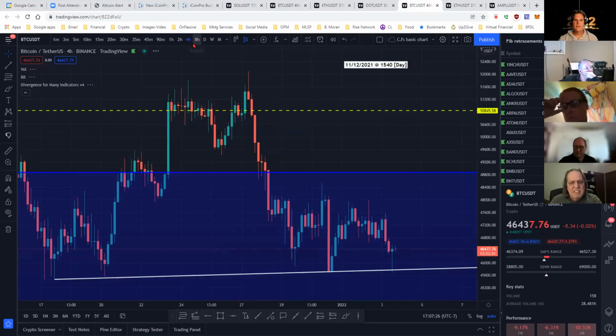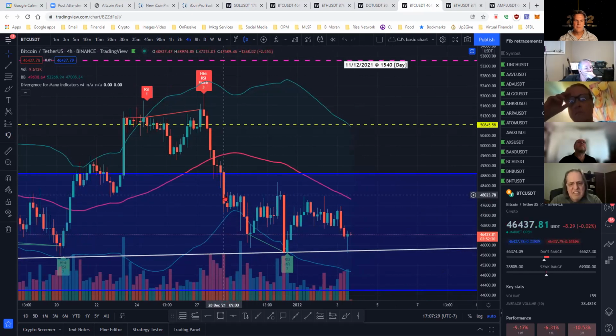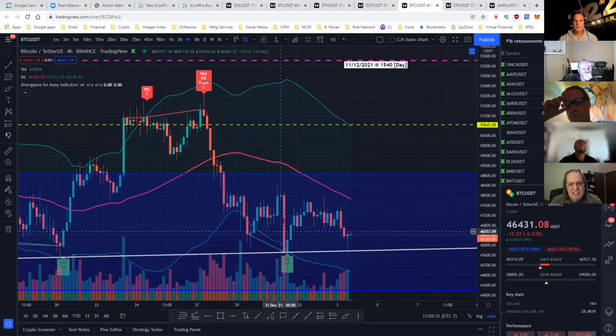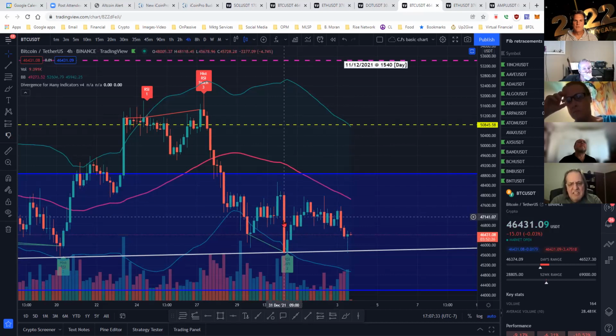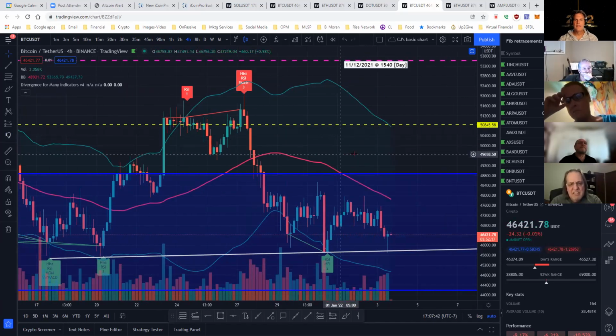A little closer look on the 4-hour. Yeah, we've had mostly just this choppiness the past week or so. Pretty big move here on the 31st, but recovered almost all of it. So Bitcoin not incredibly exciting right now. Any questions on Bitcoin before we look at Ethereum?